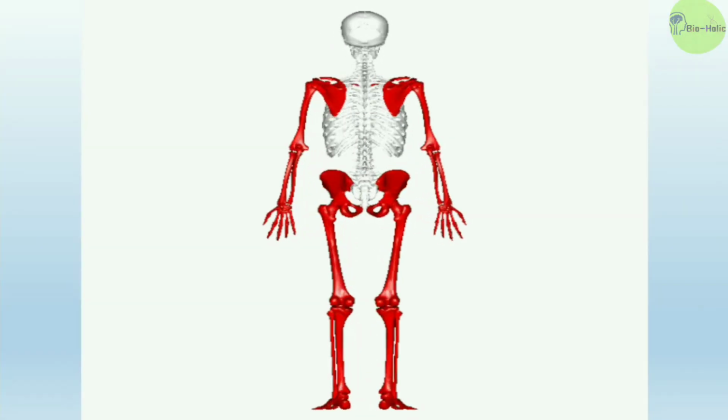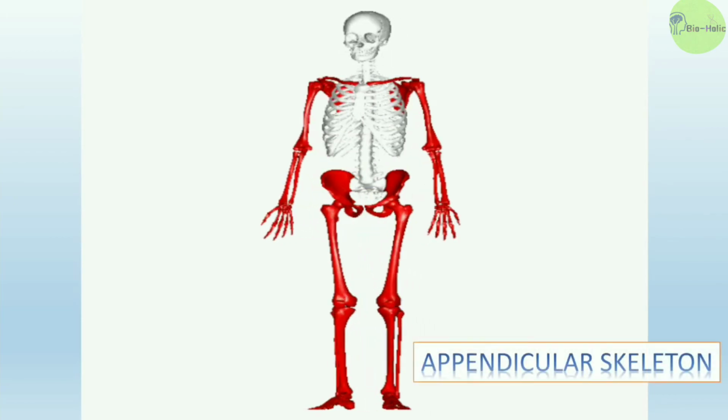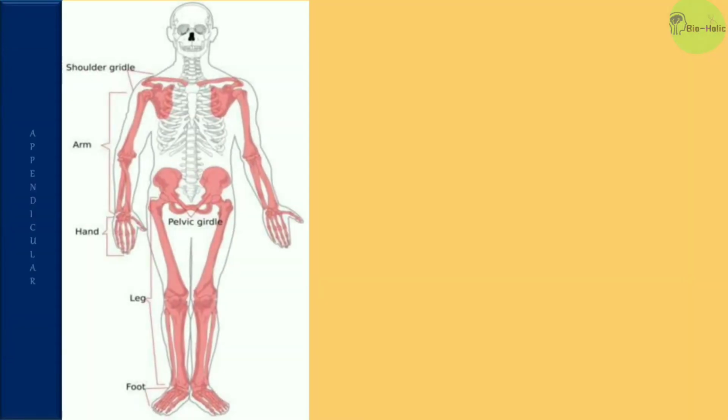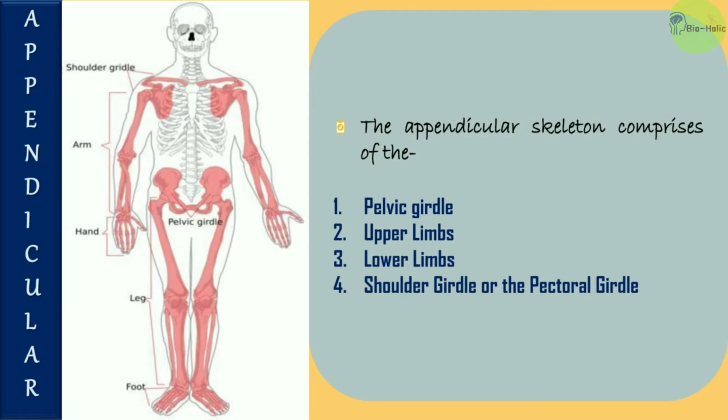Now after the axial skeleton, it's time to learn about the appendicular skeleton. The appendicular skeleton comprises the rest of the bones apart from the axial skeleton. That means the bones that are not located at the central axis of our body, but are located in the outer part, like our hand, foot, etc. So the appendicular skeleton comprises the pelvic girdle, upper limbs, lower limbs and the shoulder girdle, which is also called the pectoral girdle.